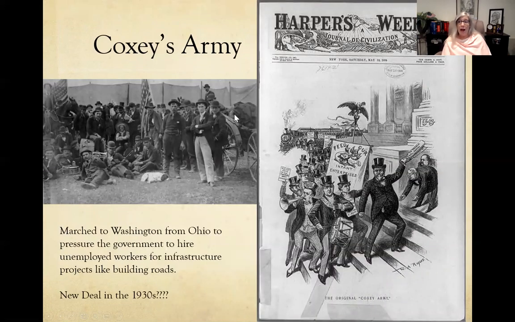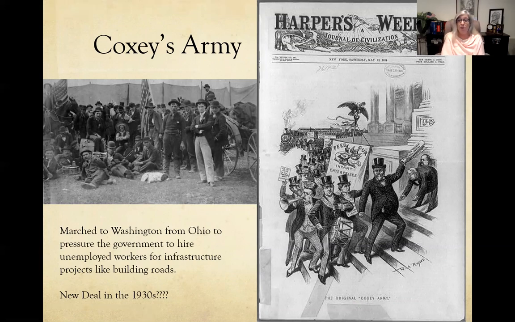Coxey's Army, you've got high unemployment at the time. So these people out in Ohio, they feel like the government should start some sort of government program to build railroads or build canals or whatever it may be, and hire a lot of these unemployed workers. So Coxey's Army is going to march to Washington, D.C., demanding jobs. And the government doesn't hire them.